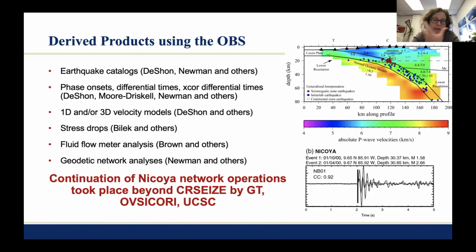And the Nicoya area itself had continued operations from Georgia Tech and OVSICORI and UC Santa Cruz for any number of years after the OBS were pulled.